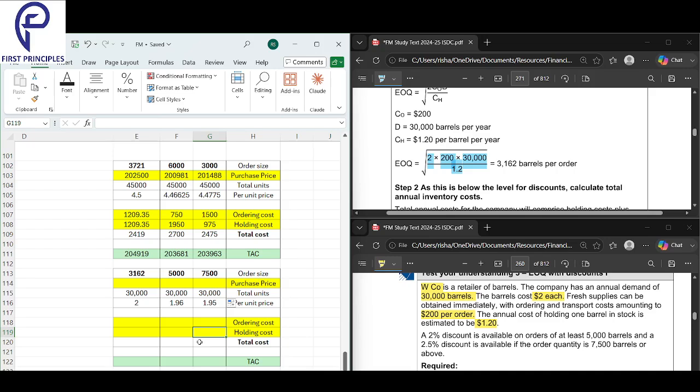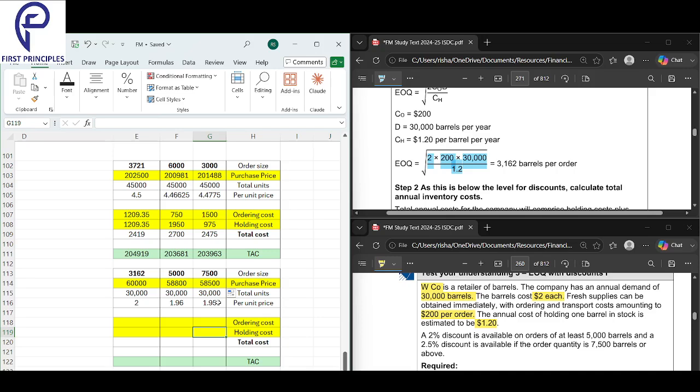Next, we need the per unit price. Per unit price also we have. We'll find the purchase price in each case, so we'll take the total units into the per unit price. So we got the purchase price in all the cases. Okay, so the cheapest is 7,500. Why? Because the per unit cost is the lowest there.